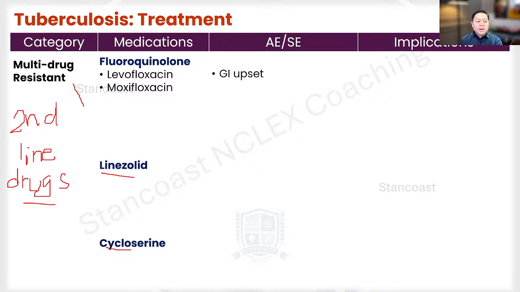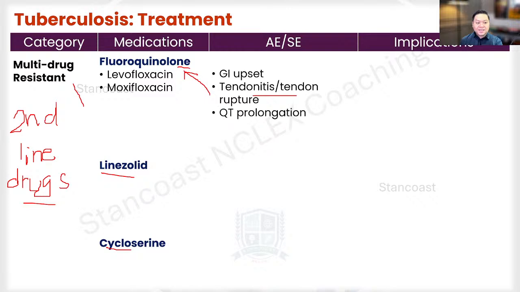Now, with the fluoroquinolone, so what is this? This is going to cause some problems, especially GI upset. This can also lead to that problem in the tendon, which I mentioned before. This can lead to tendon rupture. Okay, so guys, for those people that are taking the fluoroquinolone, watch for those signs: tendonitis and tendon rupture. And another adverse effect here is the QT prolongation.